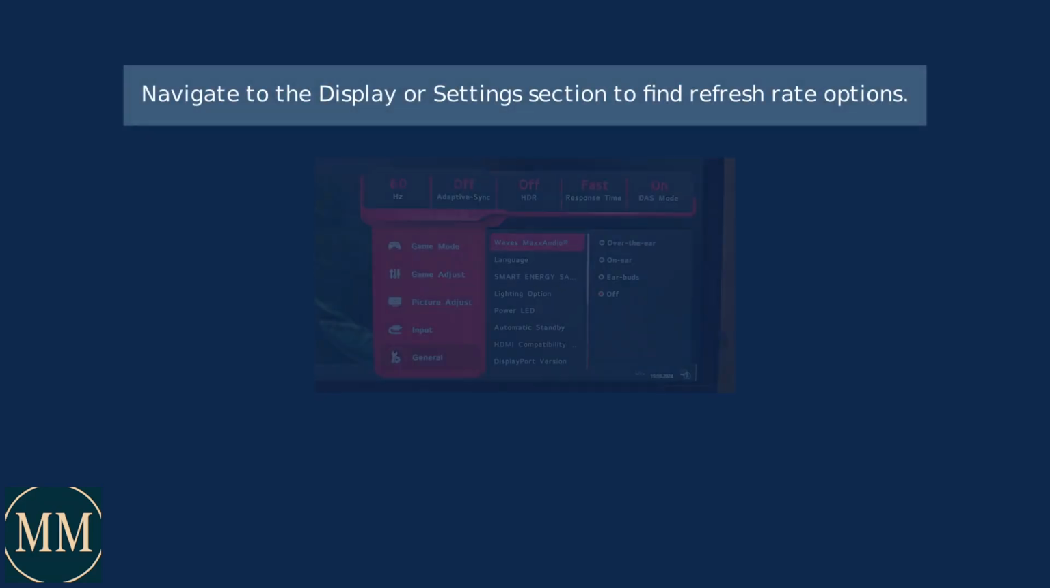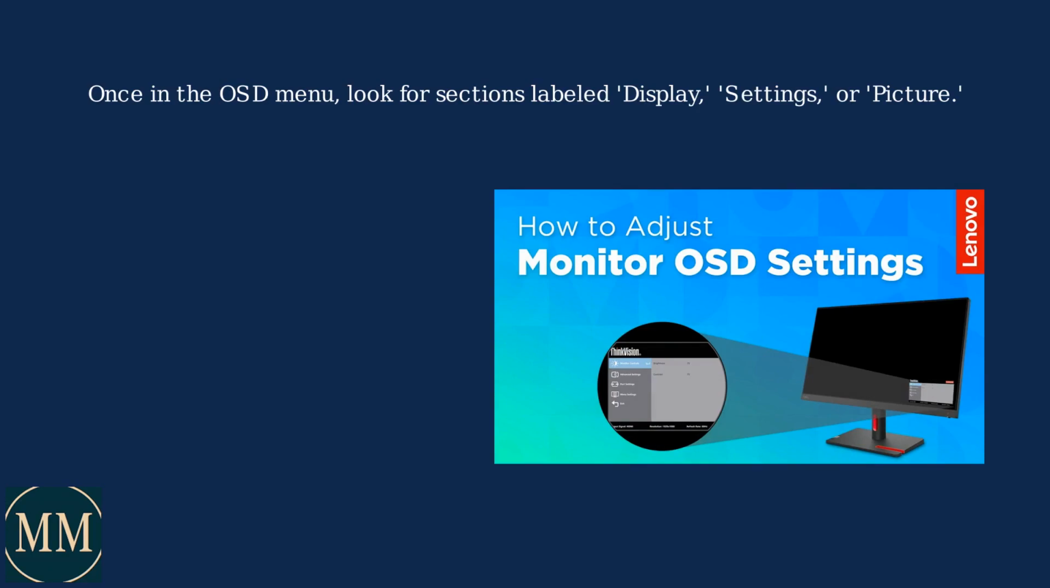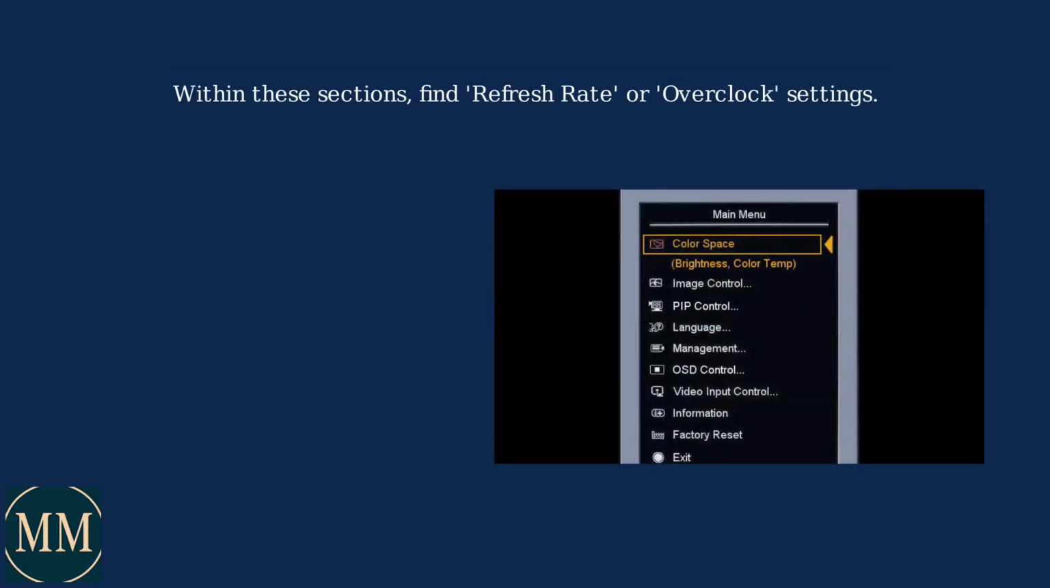Navigate to the Display or Settings section to find refresh rate options. Once in the OSD menu, look for sections labeled Display, Settings, or Picture. These are the main areas where refresh rate options are typically located. Within these sections, find refresh rate or overclock settings. These options allow you to adjust the display update frequency.